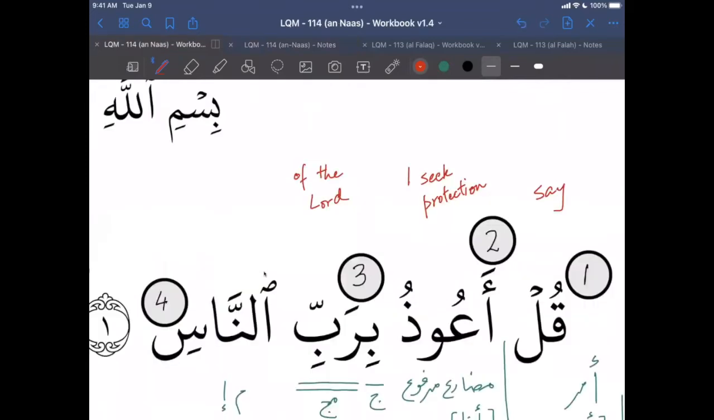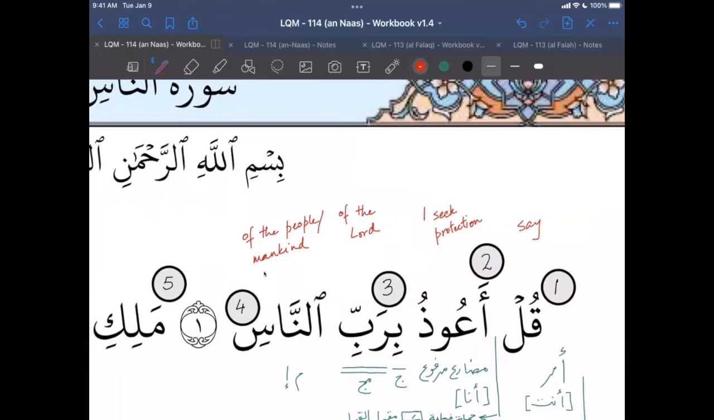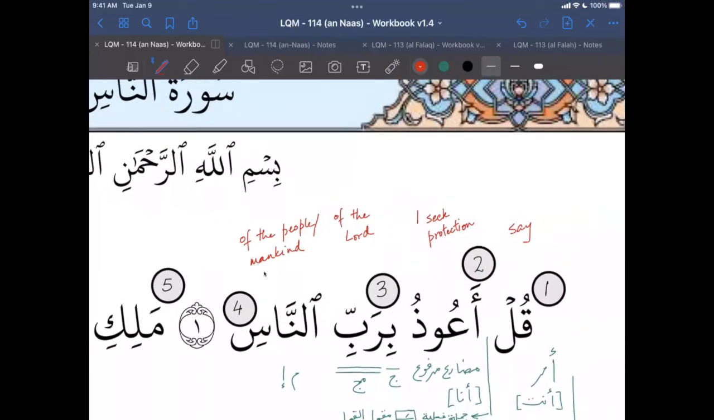So let's come back to the ayah here. Say, I seek protection of the Lord of the people. Of the people, or you can say mankind. That completes the analysis of ayah number 1. I see one raised hand. Brother Farooq, please go ahead, unmute yourself and ask the question. Assalamu alaikum.